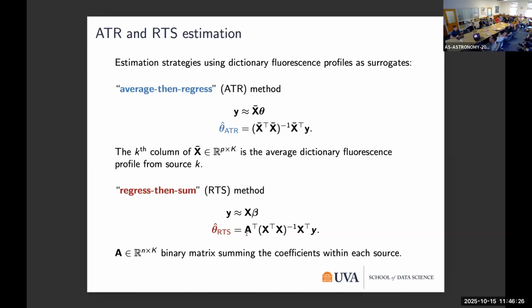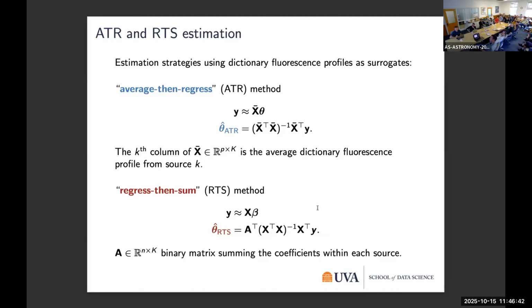And then this A matrix is taking the sum of the regression coefficients within each source category. This is just a matrix of zeros and ones that's just taking the sum of the regression coefficients that you get within each source category. Okay, so you do regression and then you sum.